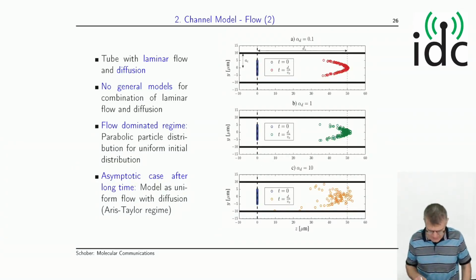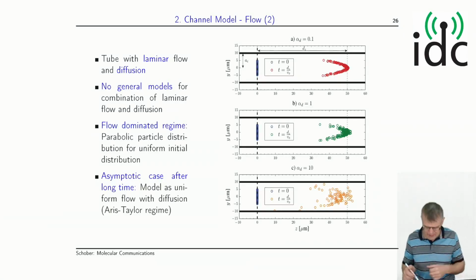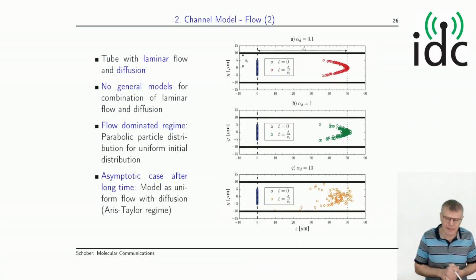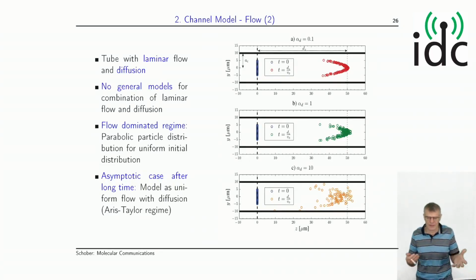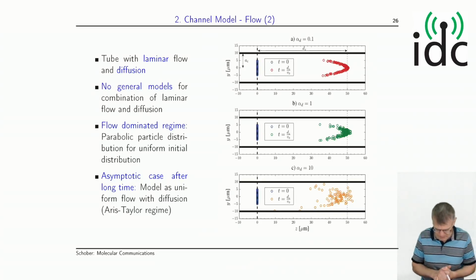And then after a while, the distribution, if you just had flow, would look like this, right? So there you see this parabolic shape of the velocity profile. So the particles that are closer to the boundary are further behind because they move with a slower velocity. And those at the center move faster, so they are ahead, right? So this is exactly this model. Now this is when the flow dominates, right? So the diffusion can be neglected. So either the flow is very large, very fast, or the diffusion coefficient is very small.